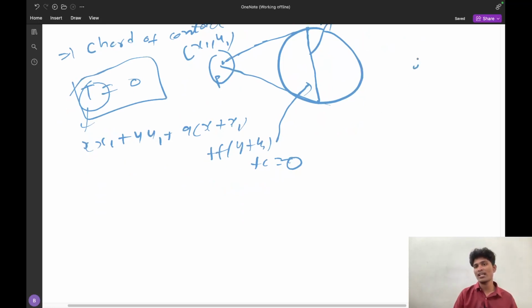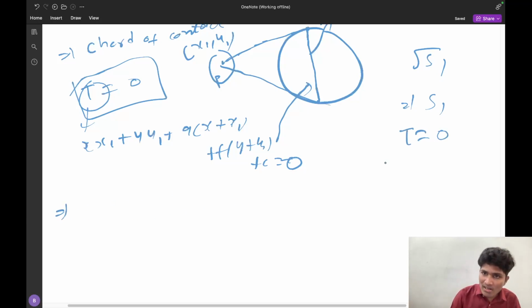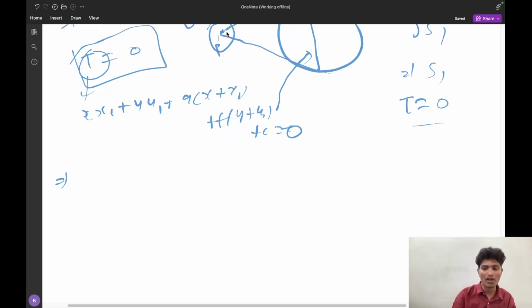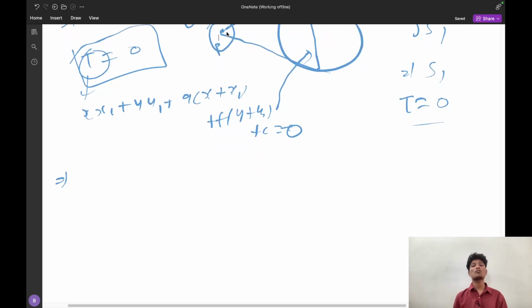What is the length of the tangent? It is root S1. What is the power of point? It is S1. And what is the chord of contact? It is T is equal to 0. T equal to 0 is the tangent equation also. But the main difference between the chord of contact and the tangent equation is, in the tangent equation, the point which you are substituting is on the circle. But in the chord of contact, the point which you are substituting is outside the circle. This is the difference between the chord of contact and the tangent equation of the point form.